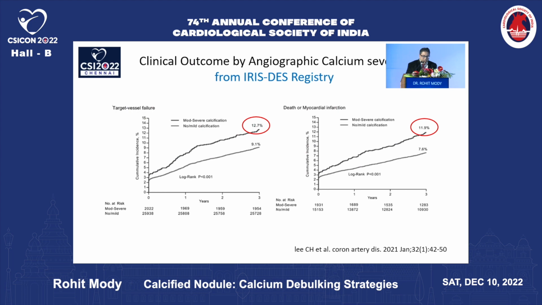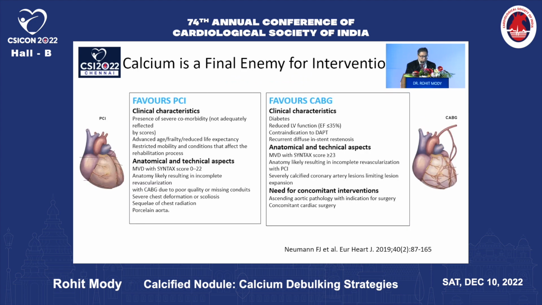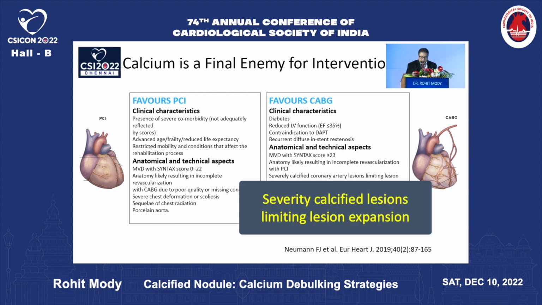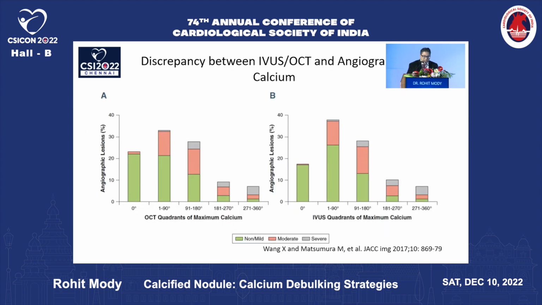We know the clinical outcome by angiographic calcium severity: target vessel failure, death, and myocardial infarction are more frequent. So calcium is the final enemy for interventions. The severity of the calcified lesion limiting expansion is the main culprit. So we see there can be a discrepancy with OCT and IVUS.